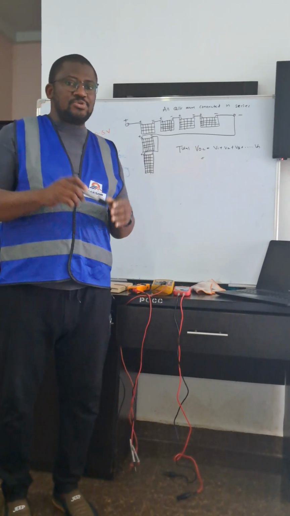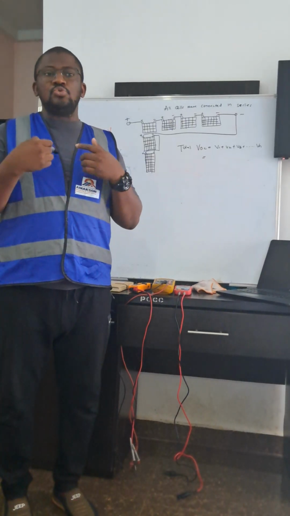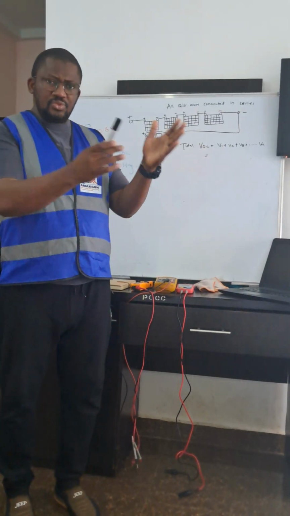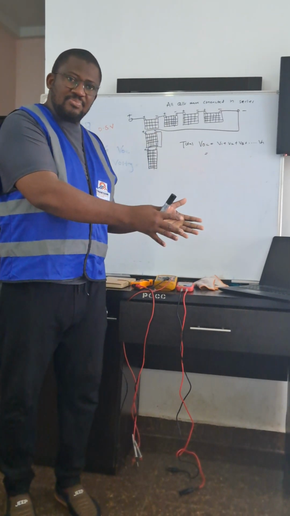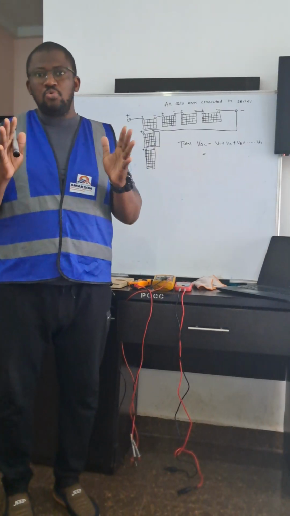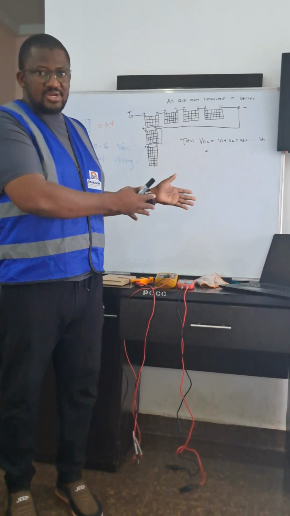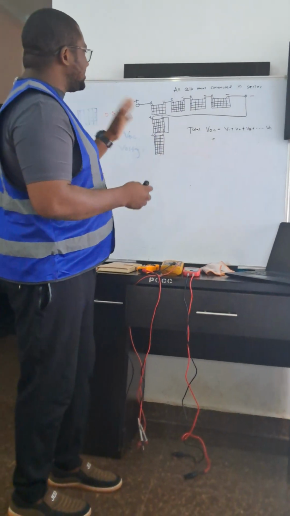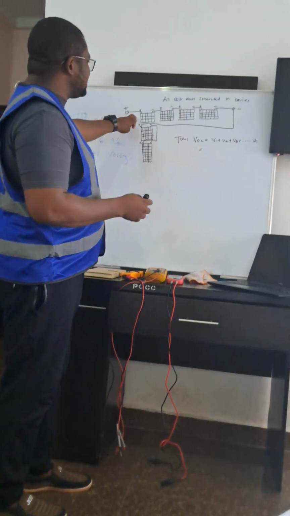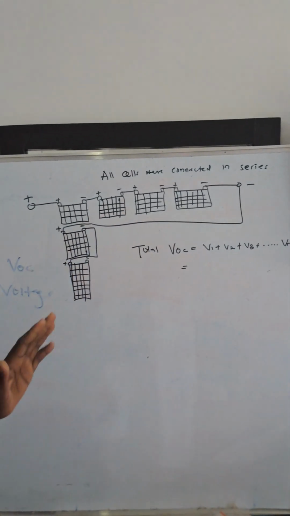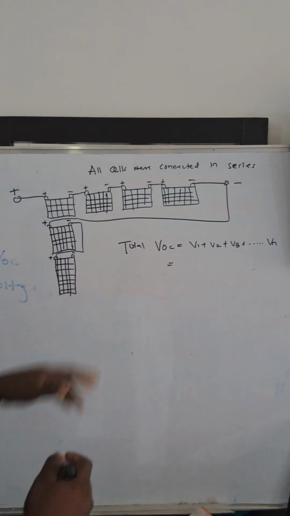This 0.5 or 0.6, we are not the ones who determine whether we go for a minimum of 0.5 or a maximum of 0.6. The one responsible for that is the manufacturer of the solar panel itself. So for instance, if we maintain 0.5 as our minimum open circuit voltage, this is the formula we are going to use.